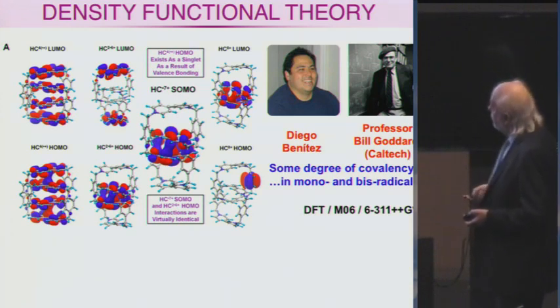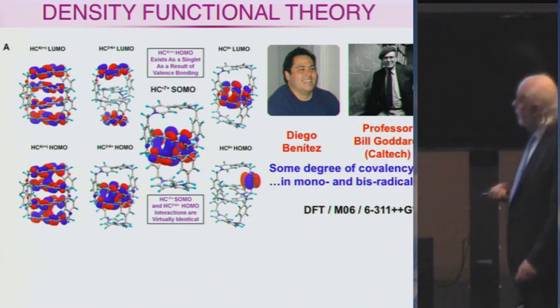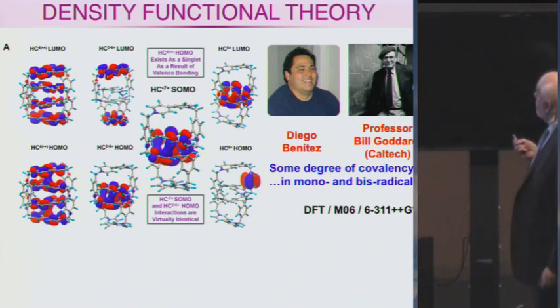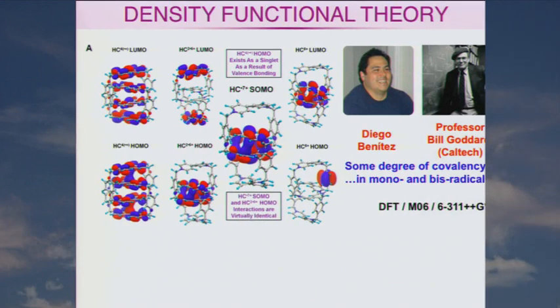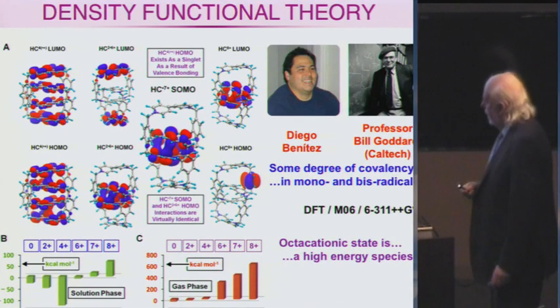I just want to reflect on the fact that, as we do with most of our chemistry, that is pushing the envelope a bit, we also interact with one of the best computational chemists in the United States, Bill Goddard, now 80 plus, and with Diego Benitez, they did some DFT calculations, and really all I want to pick out from this is that there is, in their way of speaking about it, about 30% of covalency to be associated with the interaction of the radicals, both in the mixed radical state and in the diradical state.